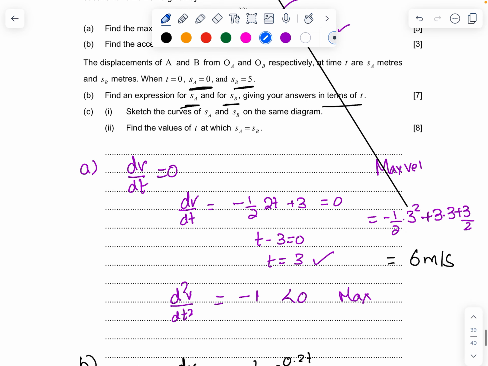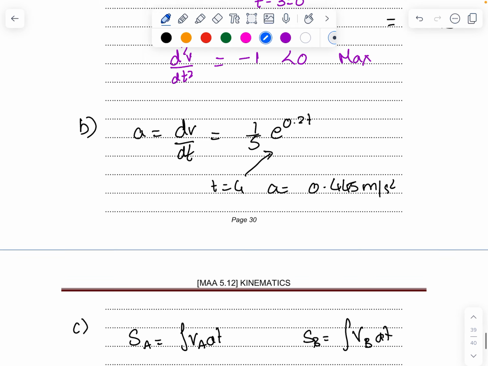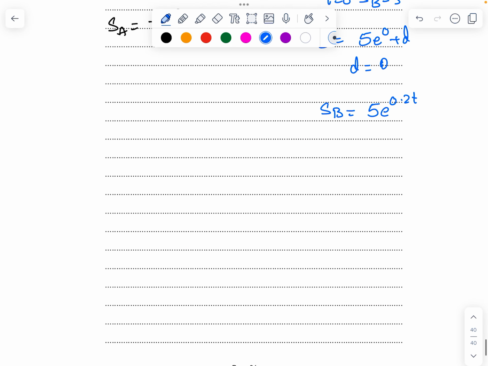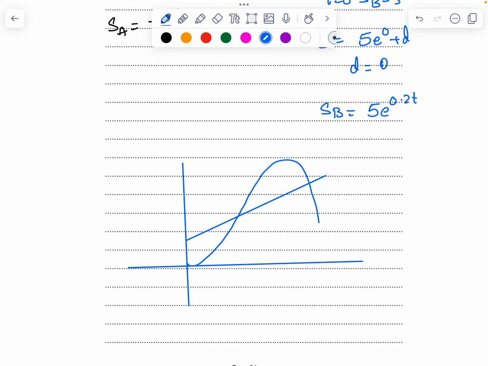Lastly, part D, sketch the curves on the same diagram. Find the values of t where SA equals to SB. So what am I going to do? I am going to sketch the curves. So the first curve from the graphing calculator, it looks like this, and the other curve looks in this way.